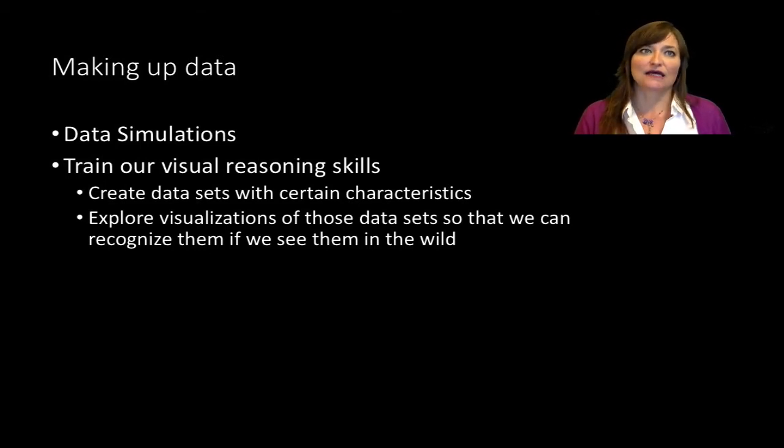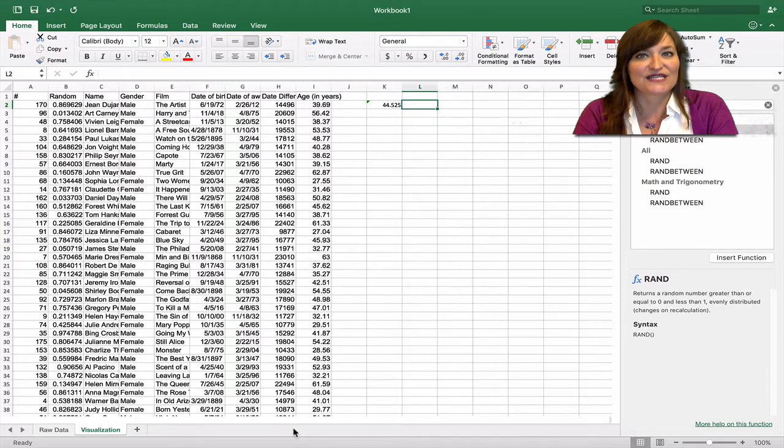Because if we can create data that we know has certain characteristics, we can learn to recognize how that looks, what that pattern is. And then when we come across that pattern in the wild, when we're exploring other data, we'll be able to recognize it and we'll be able to understand what the underlying characteristics must be. We're going to use Excel to make up this data.